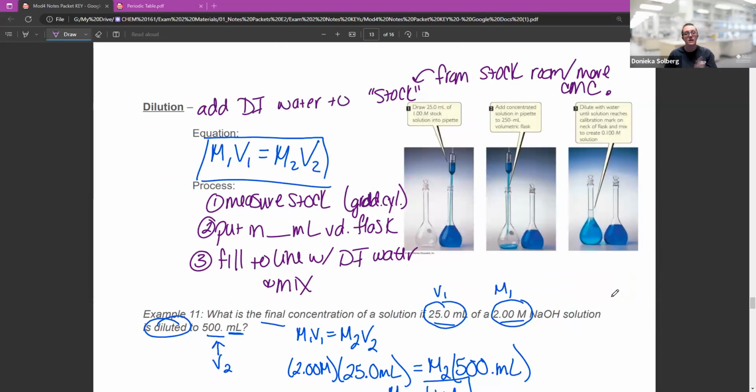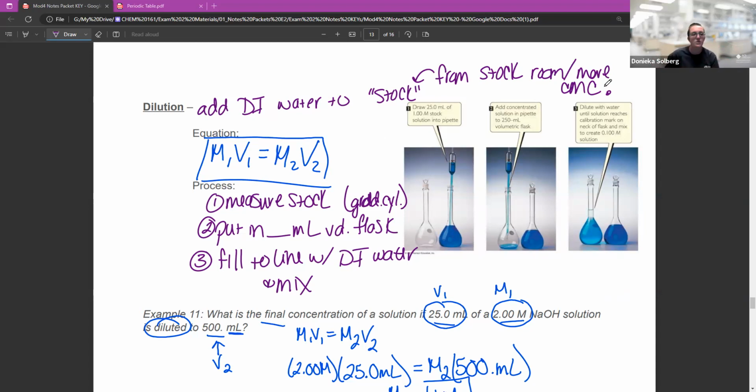Now, the other thing we could do in making solutions is instead of starting with a solid, maybe you start with a really concentrated solution and we need to dilute it. So anytime you see the word dilute, or add water to, and it's something that's already a liquid, you're going to have to use the dilution equation. So anytime I'm adding deionized water to what we call the stock, a really concentrated one, we call it that because it's usually in the stock room. We're going from a more concentrated to a less concentrated.